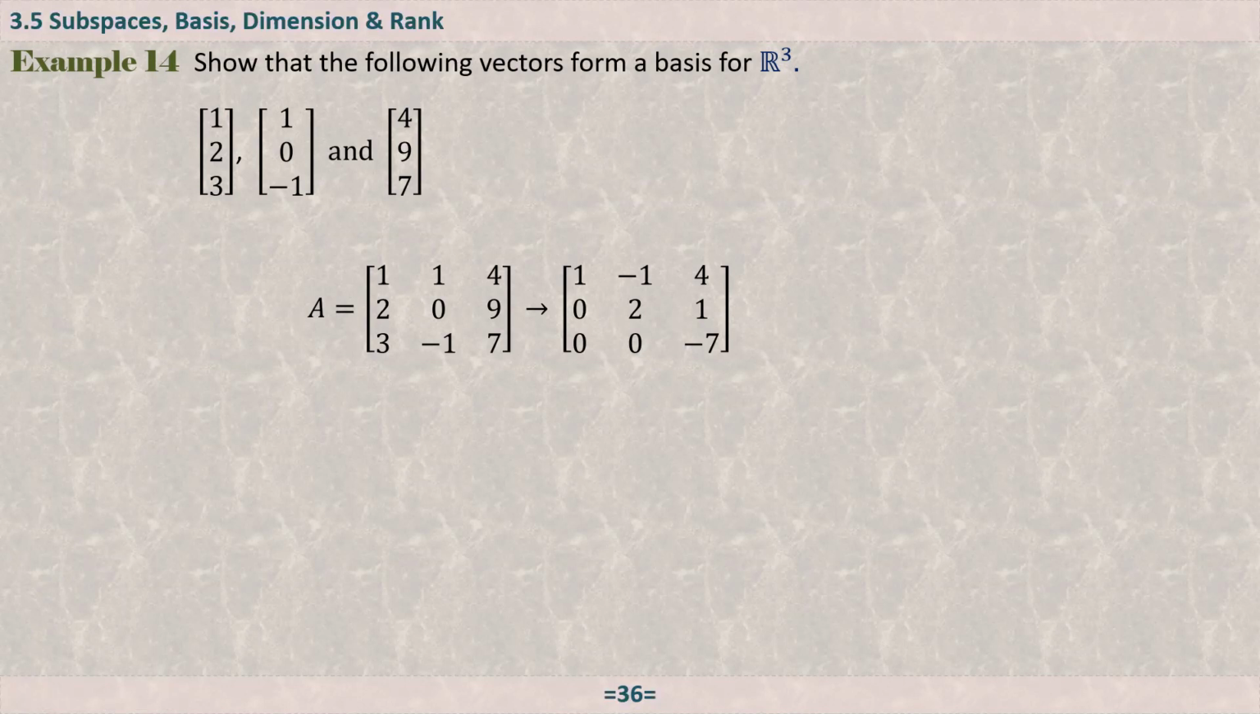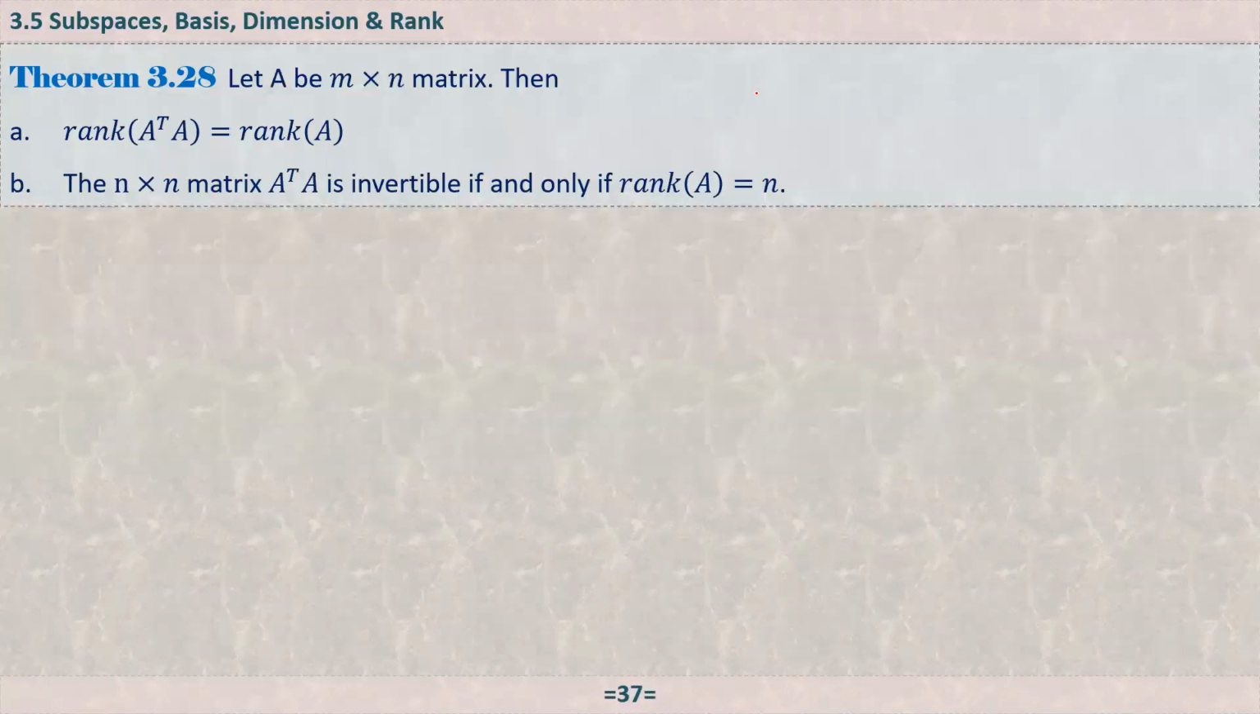So as you see here, 1, -1, 4, and here we will get this matrix, and as you see here, I cannot create 0 here. That means that all the rows of this matrix are linearly independent. That shows that the rank of A is equal to 3. The rank of A equals 3 means that these column vectors span R3, and also they are linearly independent. That means that they form a basis for R3.